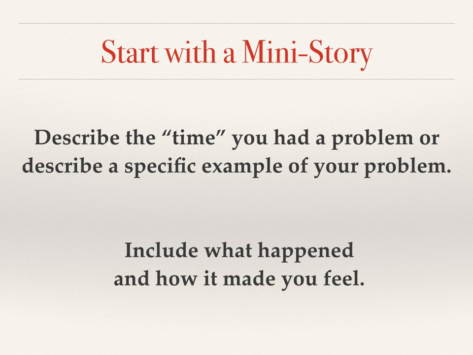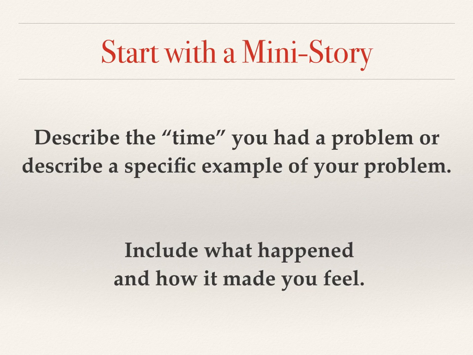Describe the time you had a problem or describe a specific example of your problem. Include what happened and how it made you feel. Try to start at the moment it hit or happened for the best impact. Include the 5 W's: who, what, when, where, and why. Stick to 1 or 2 paragraphs for your anecdote. Include a snippet of dialogue.